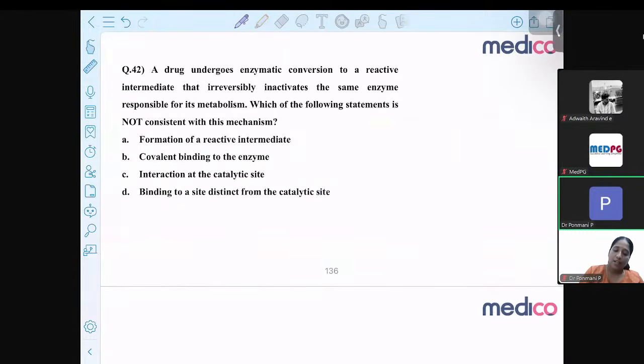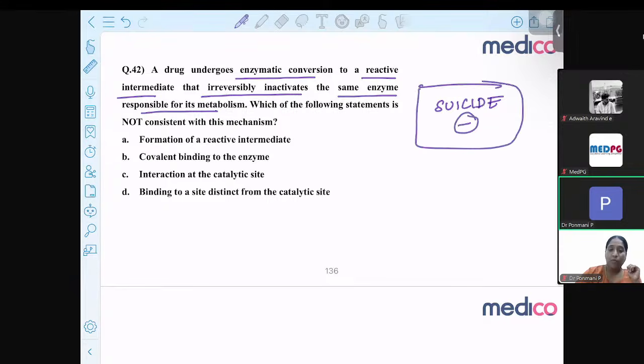A drug undergoes enzymatic conversion to form a reactive intermediate that irreversibly inactivates the same enzyme responsible for its metabolism. We saw this already somewhere. What is it? It is called a suicide inhibitor. We have already seen what a suicide inhibitor is. So now let us look at the options.